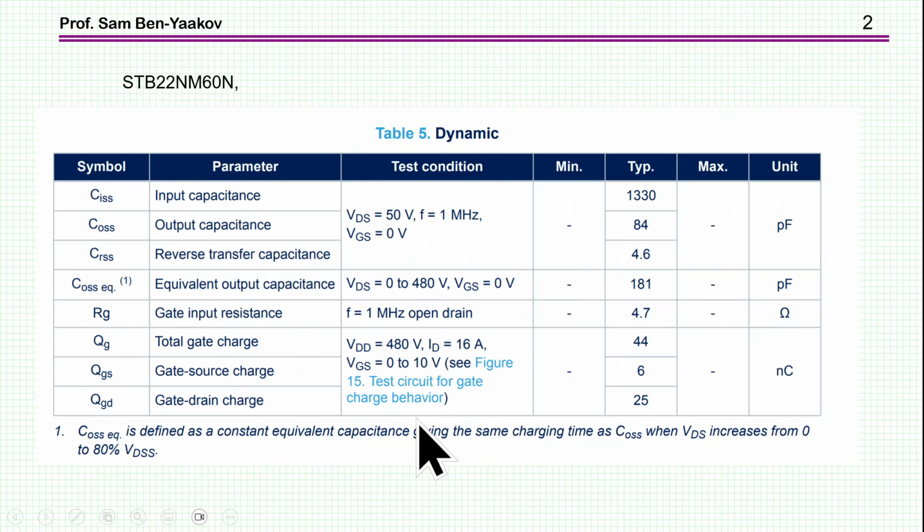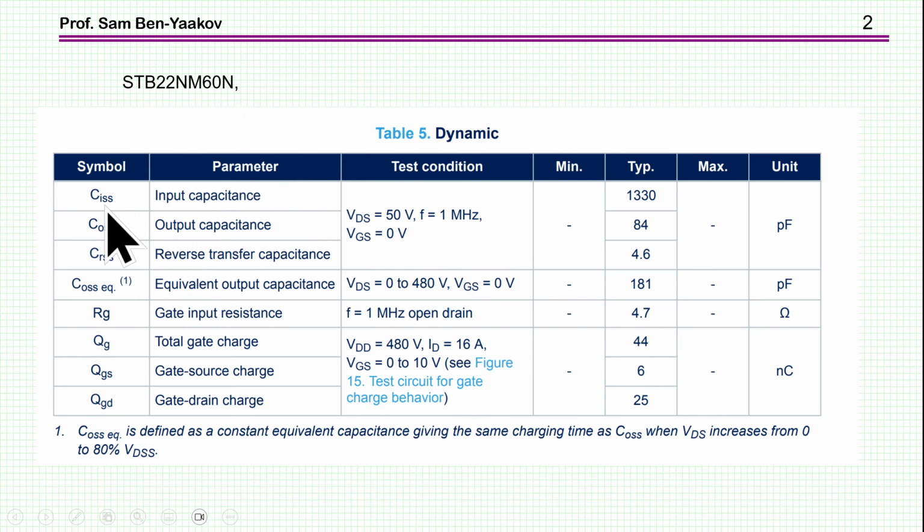Now, in this presentation, I'm discussing the issue of input capacitance and charge of the MOSFET at the gate. We find quite a bit of information related to these subjects. For example, here is a table. This is for this particular ST transistor. And we see here that there is information about the input capacitance.